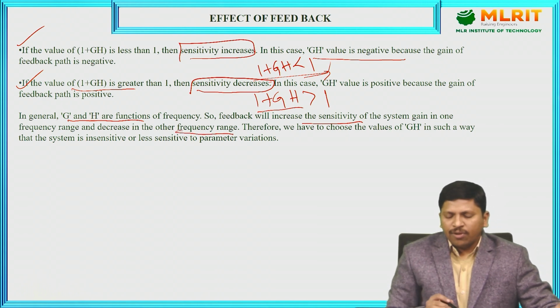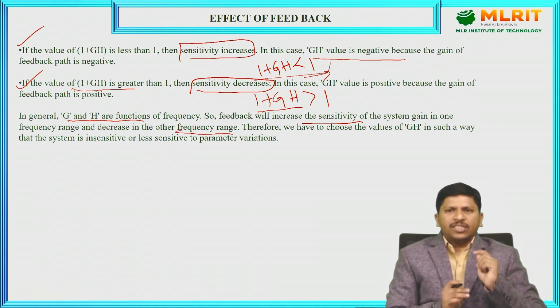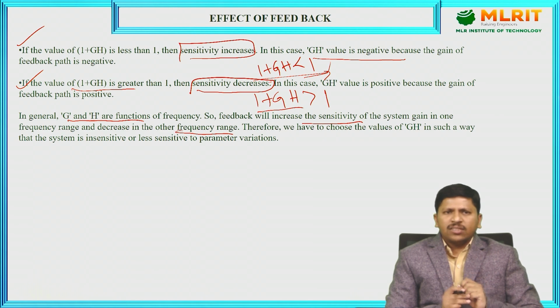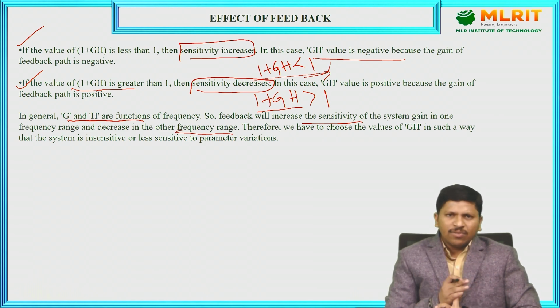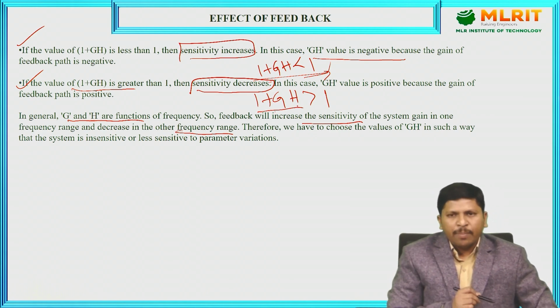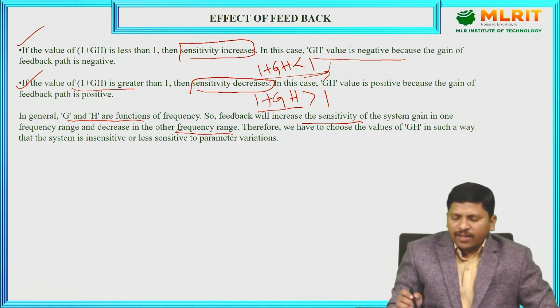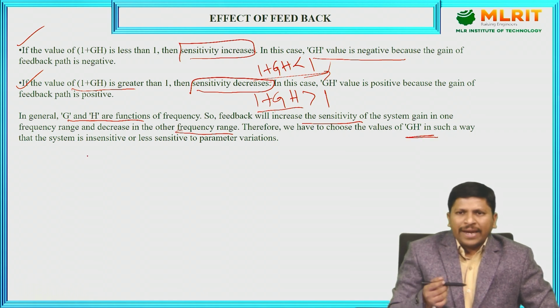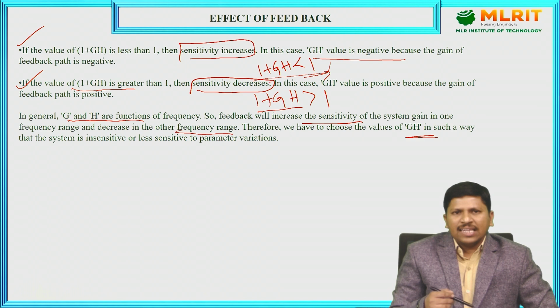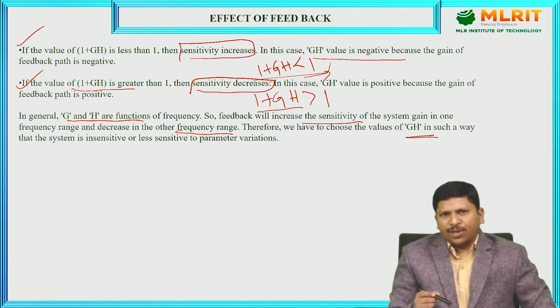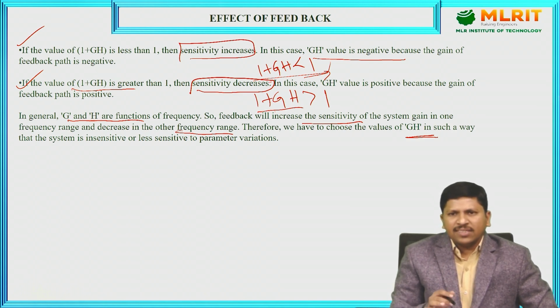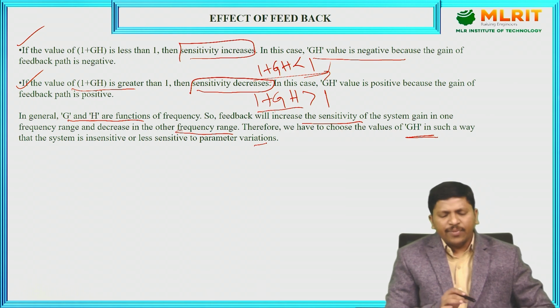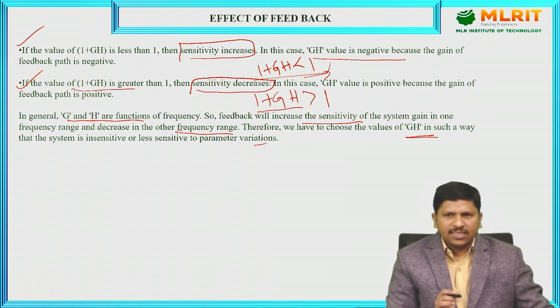Therefore, we have to choose the value of gh in such a way that the system is insensitive, or less sensitive, to parameter variation changes. These g and h are the parameter variations. We are going to choose these gh values to keep the system insensitive or less sensitive by varying the parameters g and h. This is the effect of feedback on the sensitivity.